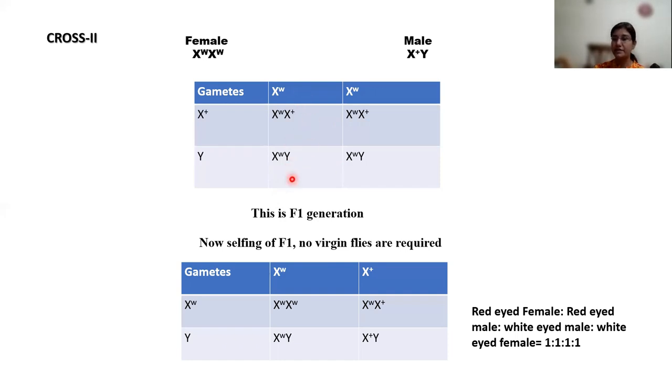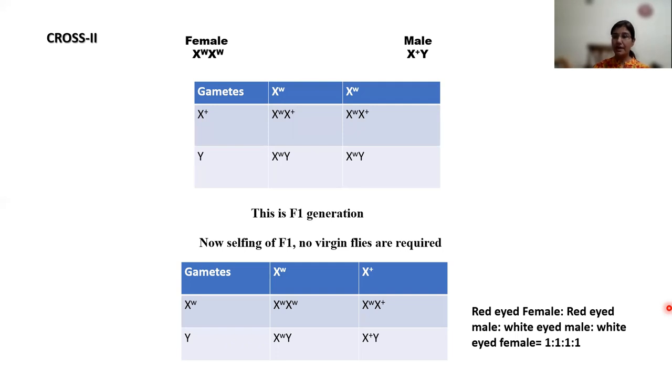And when we do the F1 selfing here, we are going to observe females as white eye also and red eye also. And we are going to observe the males as red eye and white eye. So we are going to observe all types of phenotype in equal proportions. So this pattern suggests that there is a difference between the two crosses.